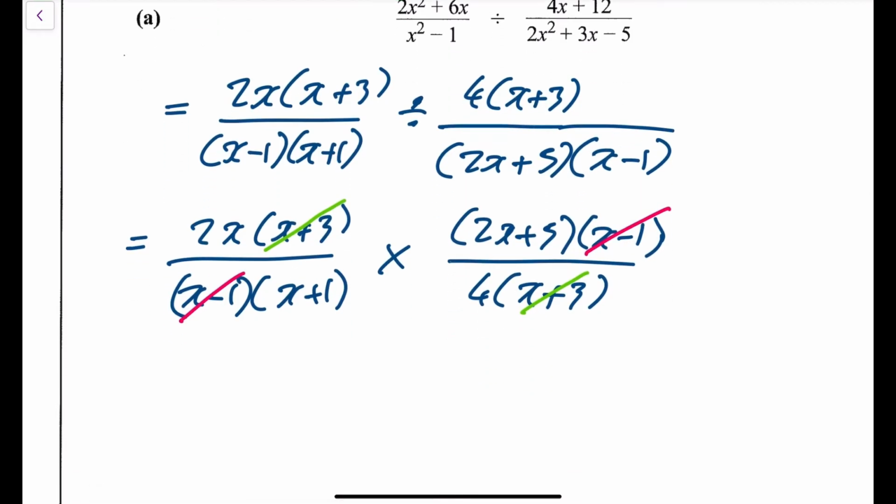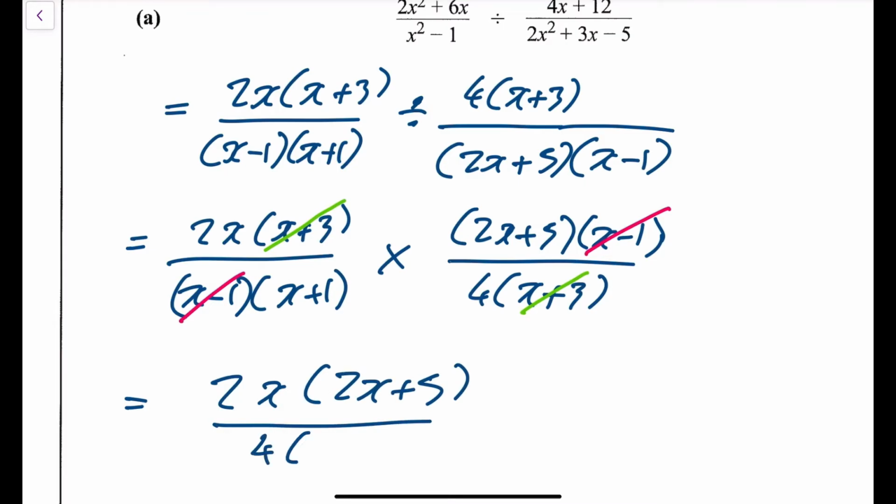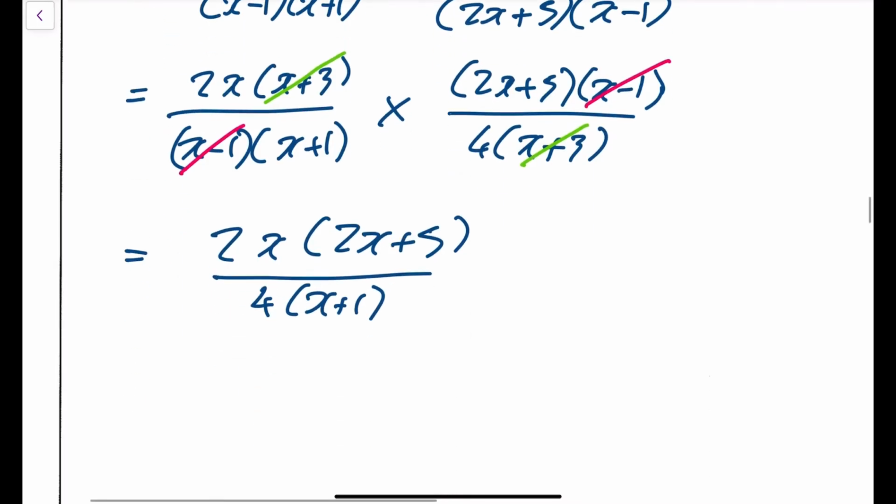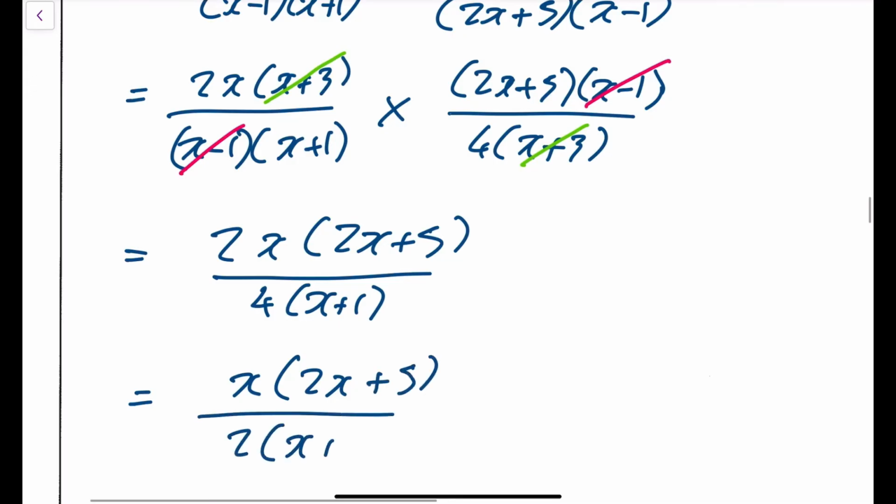Yep, I'll go on here and I'll write that as 2x times 2x plus 5 all over 4 times x plus 1. And then notice as well, the number terms cancel down, I should say. So that's just going to be 2 times x plus 1. And that's it. Lovely. Very nice question.